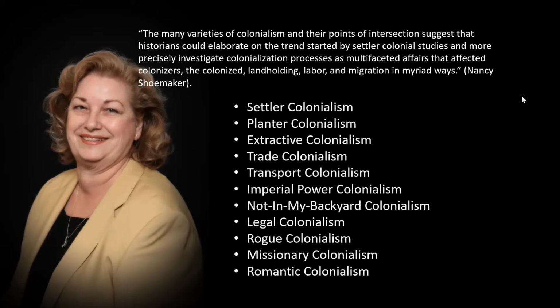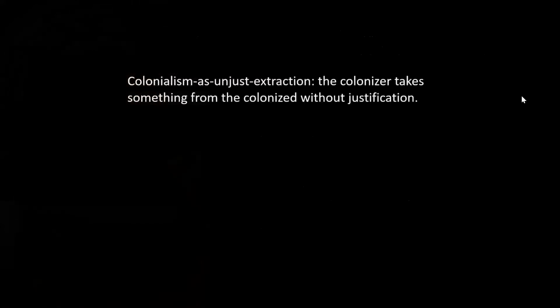And so she, in this little post, gives us this huge list of different types of colonialism. And when I went through and read the list, I was like, oh yeah, that all makes sense. These are all different types of colonialism, all of which involve really, to be honest, nasty, bad things happening. And so that's how we can think about colonialism. I find it useful to think about colonialism in terms of certain forms of extraction. This is the definition I'm using.